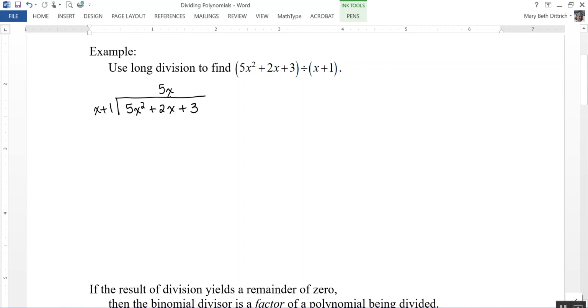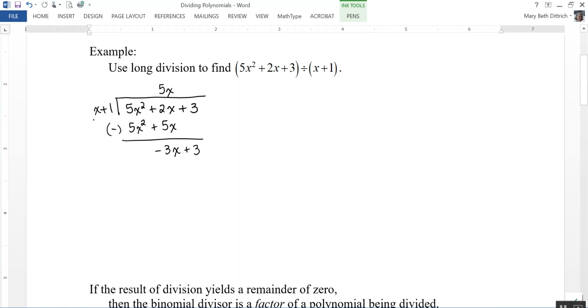So let's take this term 5x and then let's multiply it by the binomial x plus 1. So 5x times x is 5x squared, and 5x times a positive 1 is plus 5x. So I took the term I wrote on top and multiplied it by what I'm dividing by. Now I need to subtract. 5x squared minus 5x squared is 0. 2x minus 5x gives me a negative 3x. And then let's bring down our next term, plus 3.